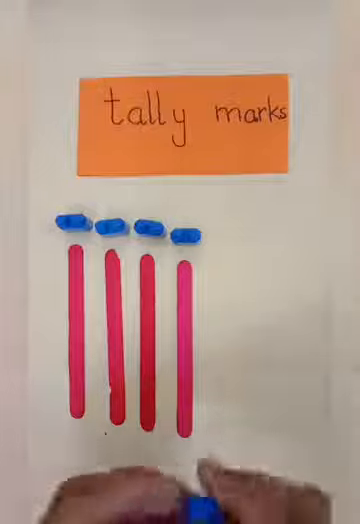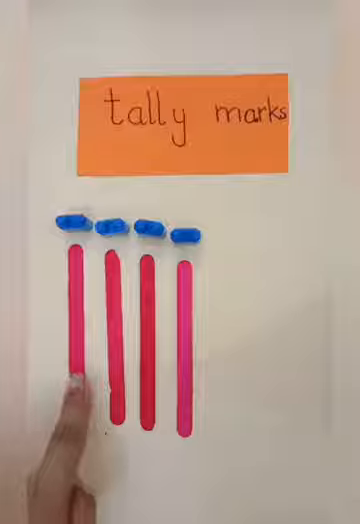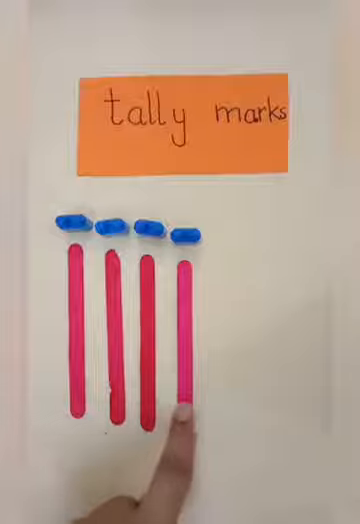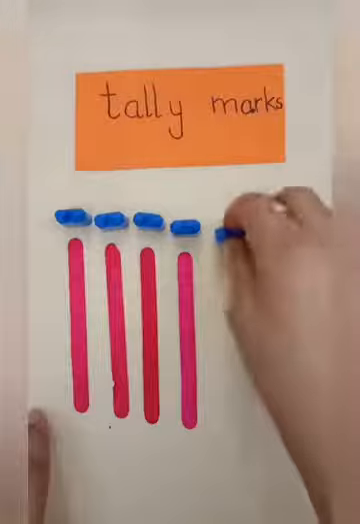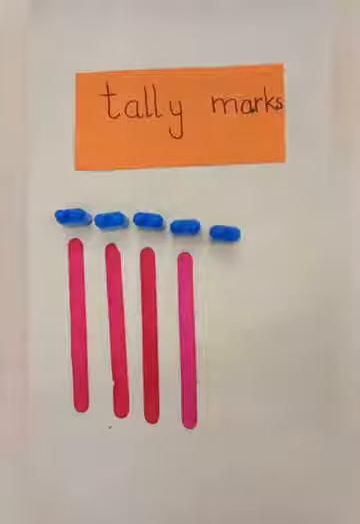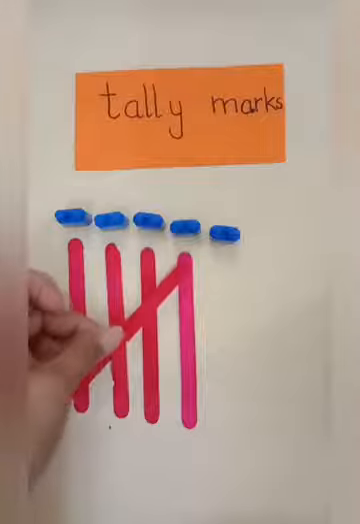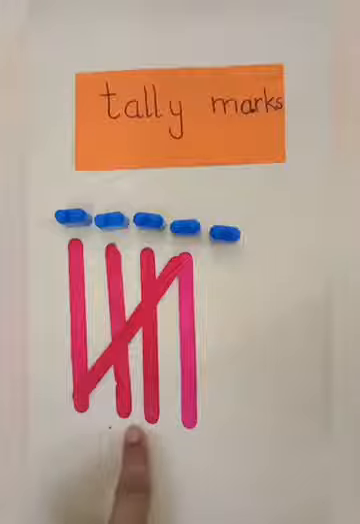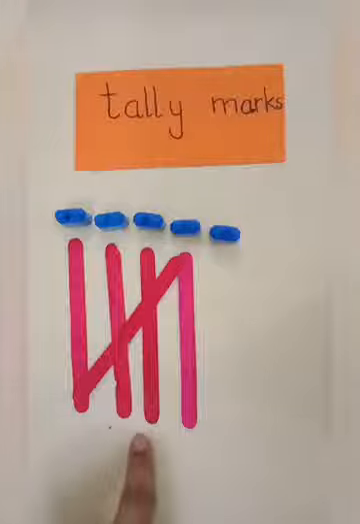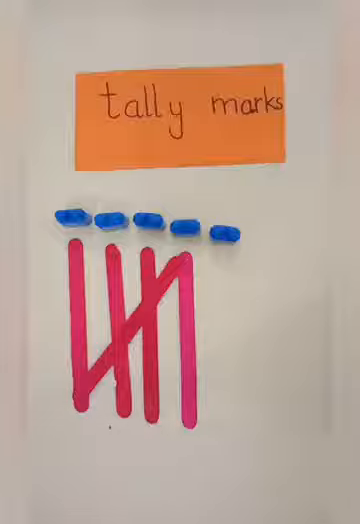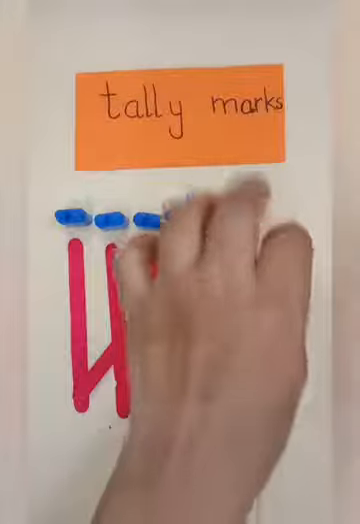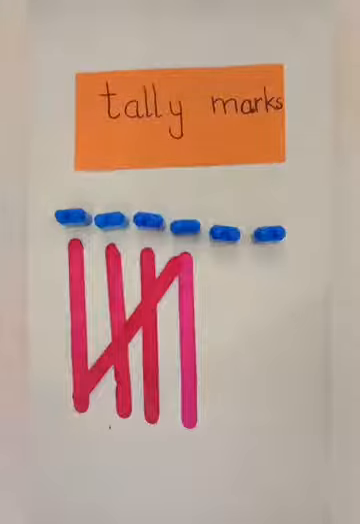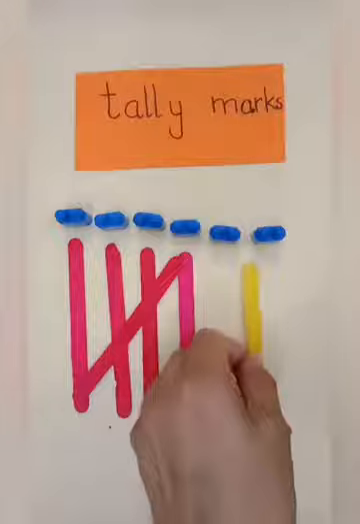And when we add, now count with me, 1 2 3 4. When we add the fifth one, for this we will cross it. Now this is a group of 5. What is this? This is a group of 5. Now when we add 6, we will make another group.